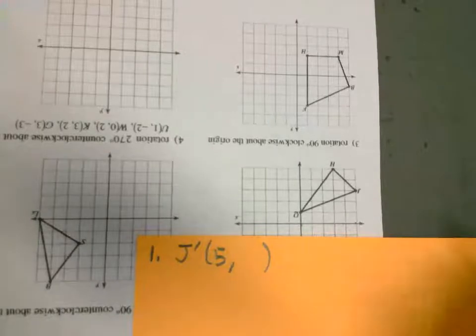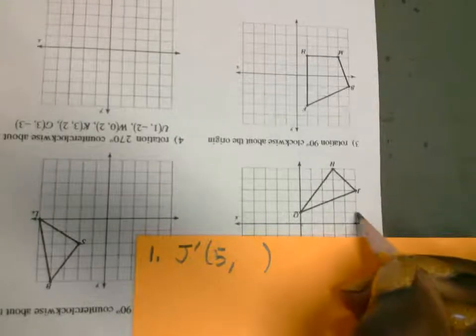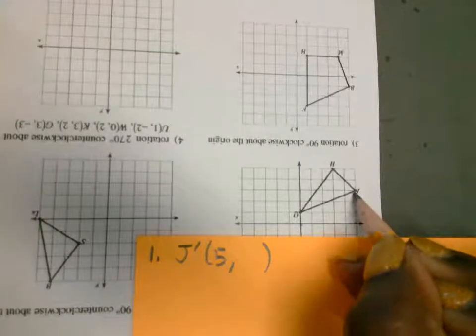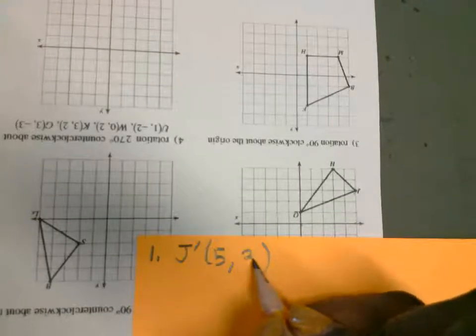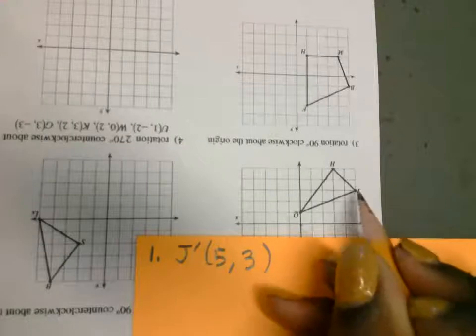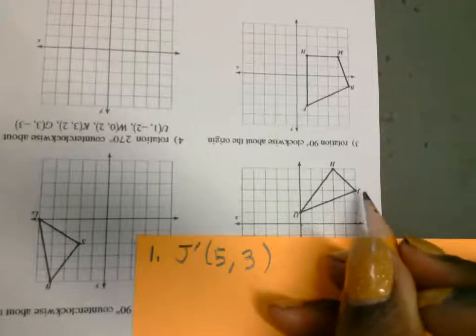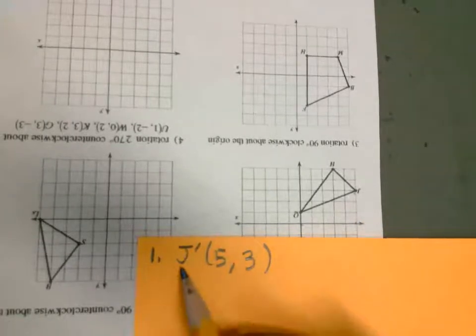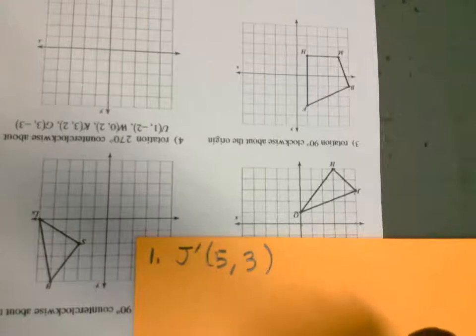Left, right is first. And then go up. 1, 2, 3. Positive 3 because we went up 3. So over to the right 5, positive 5, and up 3. That's positive 3. That's our new location for J prime.